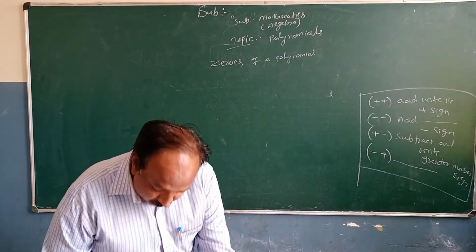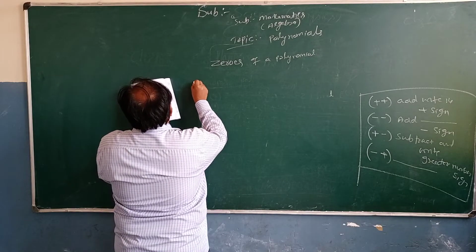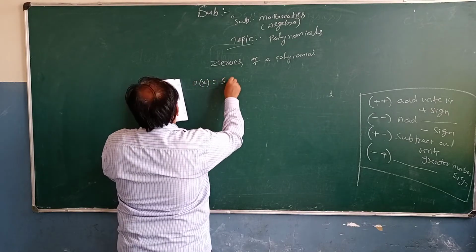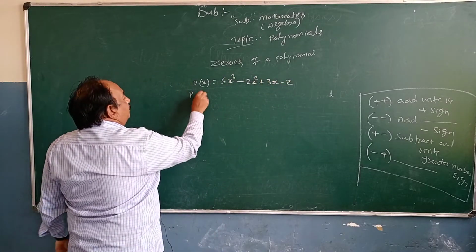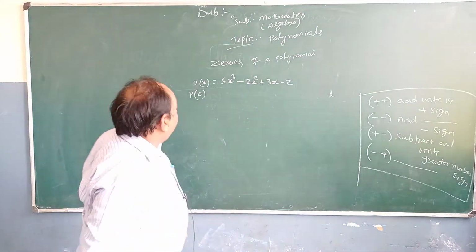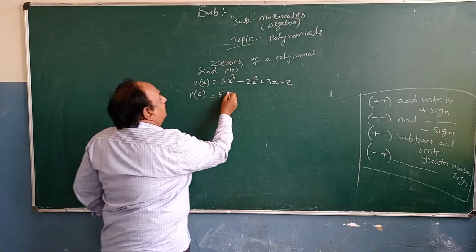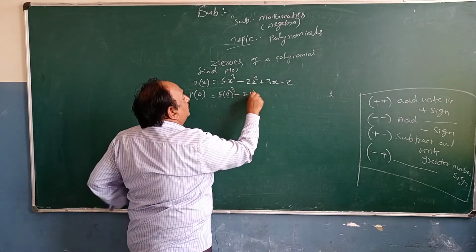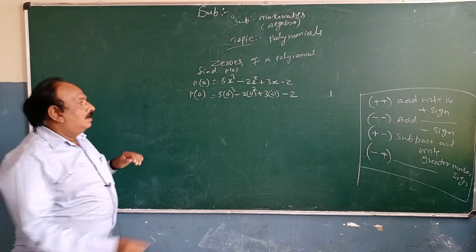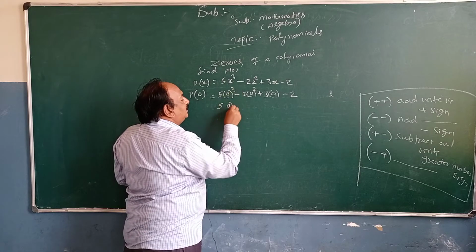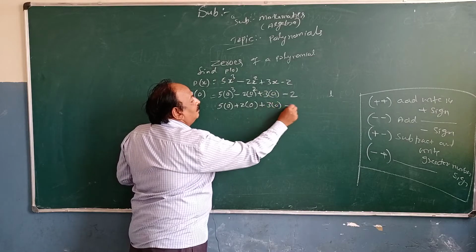Now consider one more example. P of x is equal to 5x cubed minus 2x square plus 3x minus 2. Find P of 0. 5 into 0 cube, 2 into 0 square, 3 into 0 minus 2. 5 into 0 cube is 0, 2 into 0 square is 0.